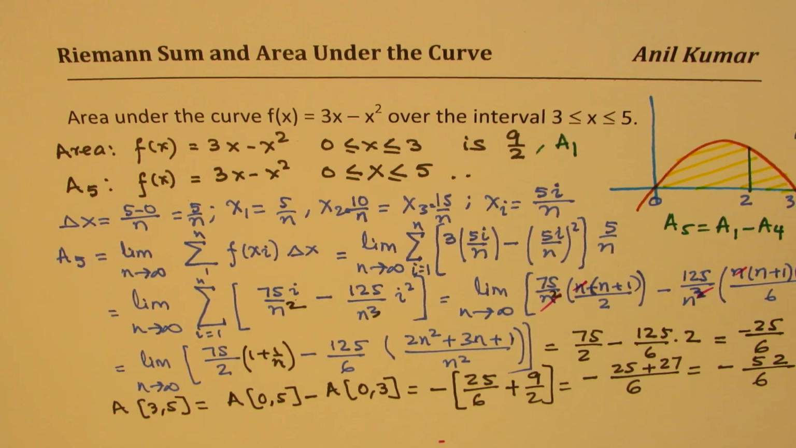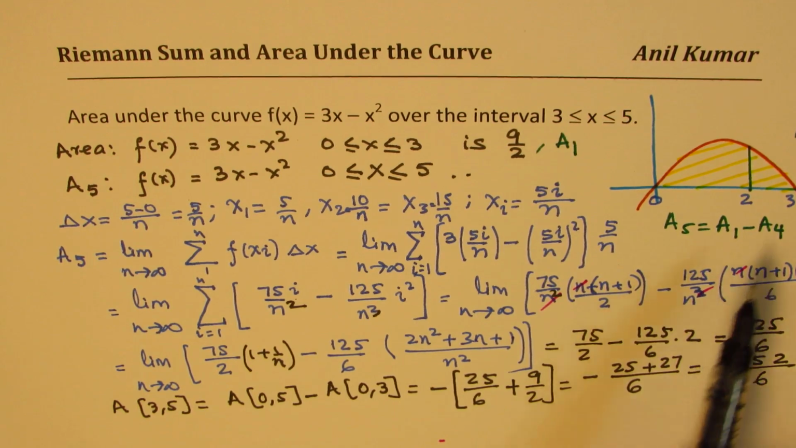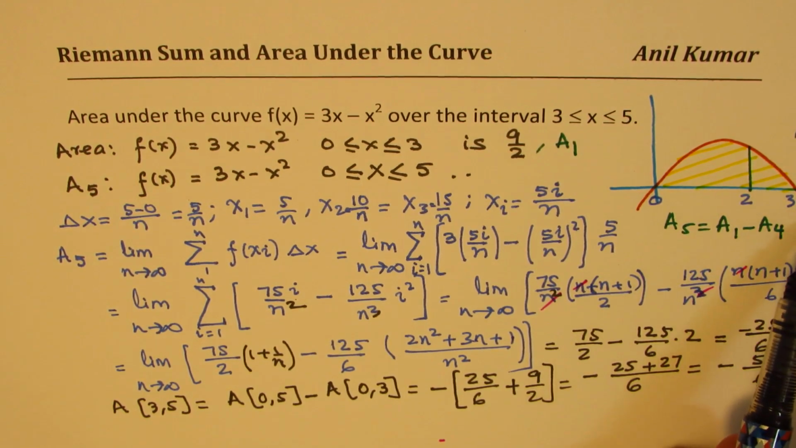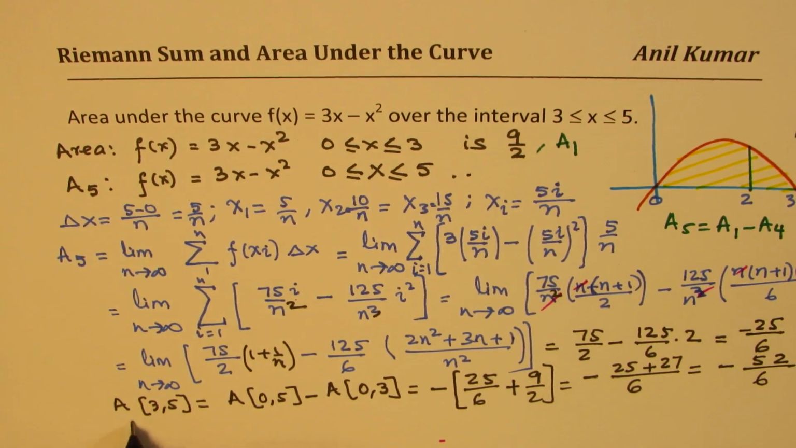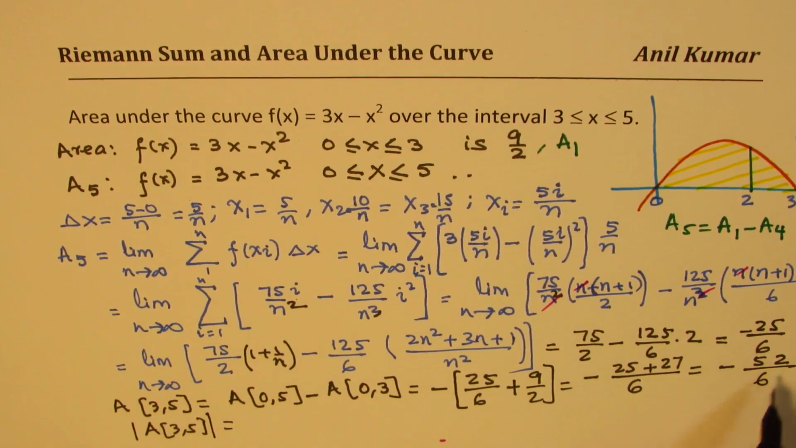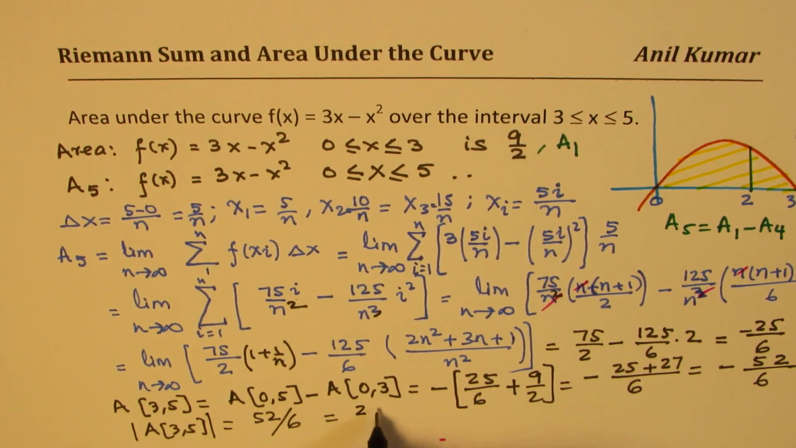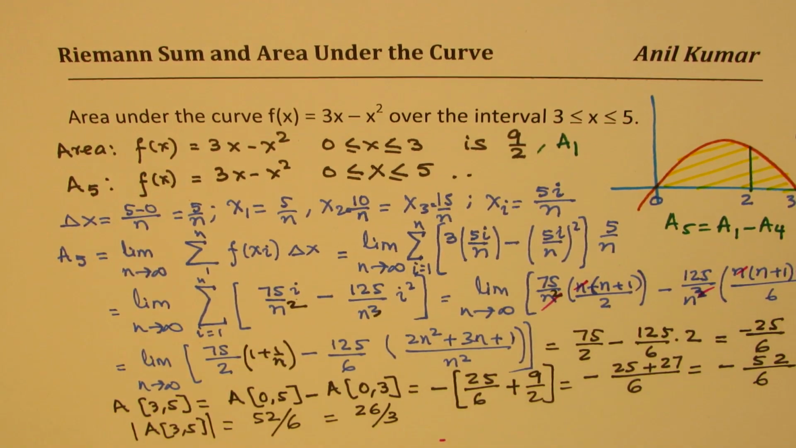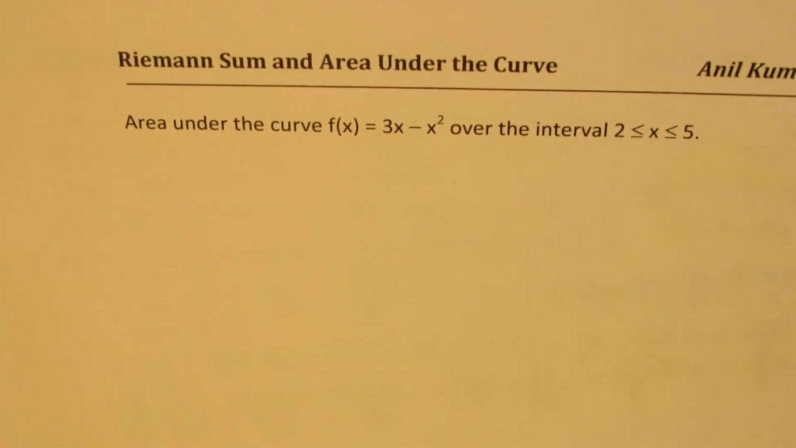Now we have all the areas worked out, right? So when we are talking about adding the areas, we have to take absolute values, right? So we have the absolute value of the area between 3 to 5, which is what? Positive value of 52 over 6, correct? Or you could write this as half of this, which is 26 over 3, right? So that is the absolute value of this. Now, knowing all that, we are in a good position to answer our question.